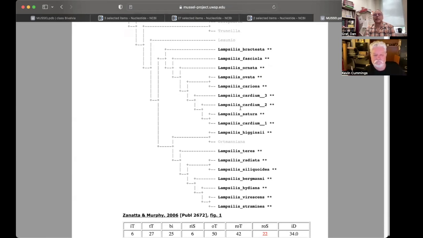We have sort of like this right here. This is Cardium, Lampsilis is the type there. We have Teres, which often varies in where it gets placed, would be another group within Lampsilis. Higgins eye, maybe that's an Ortmanniana. Yes. The Siliquoidea group is yet another group.